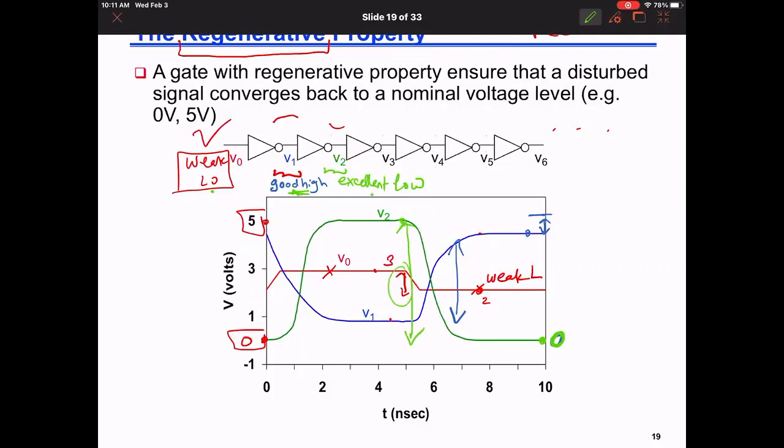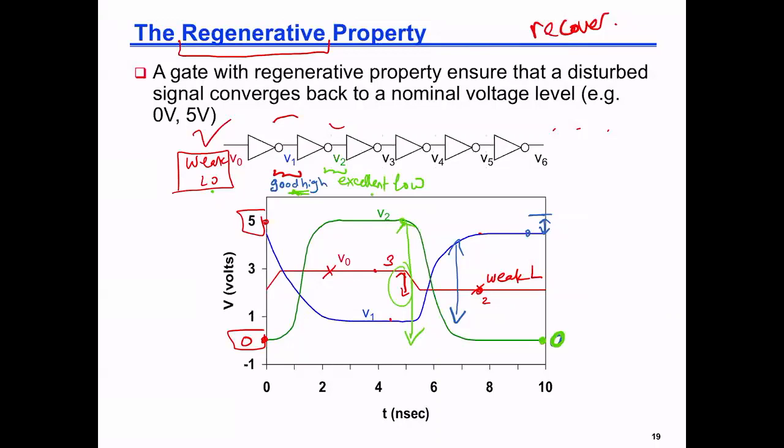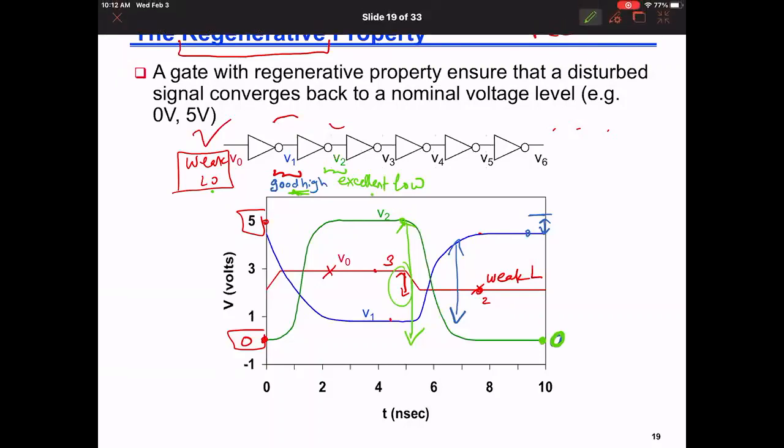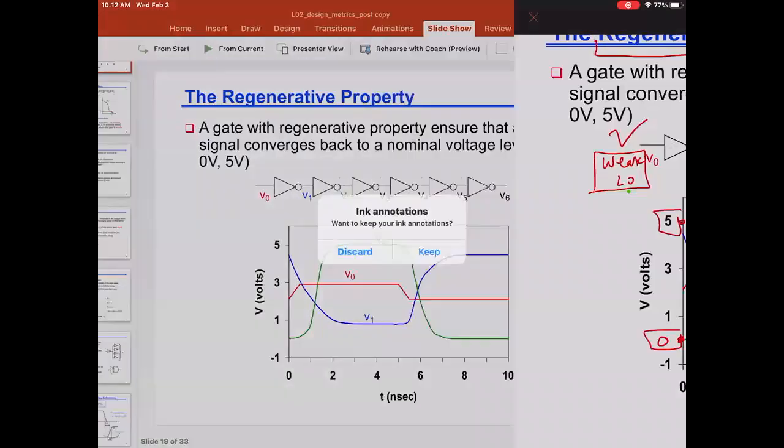This is what we call the regenerative property or the recovering property of the circuit. So it is not enough that my circuit has a good noise margin. I also want it to regenerate or recover properly. And let us see why this happens. This is good because this means my circuit can absorb the noise. Let us see now what happens here.